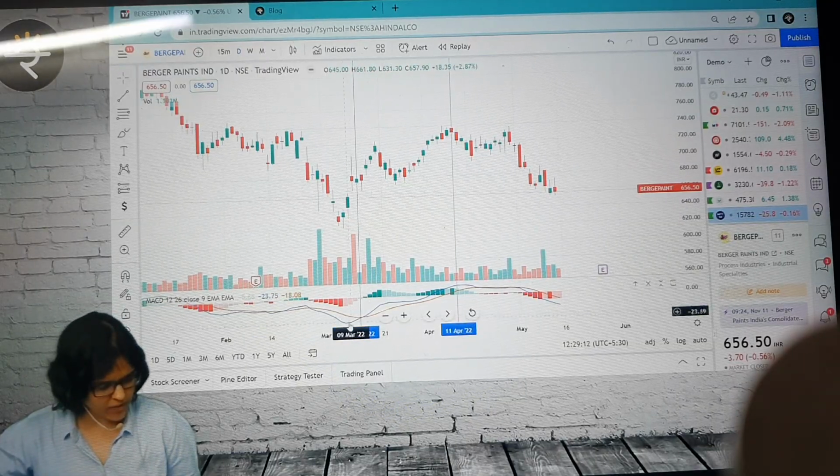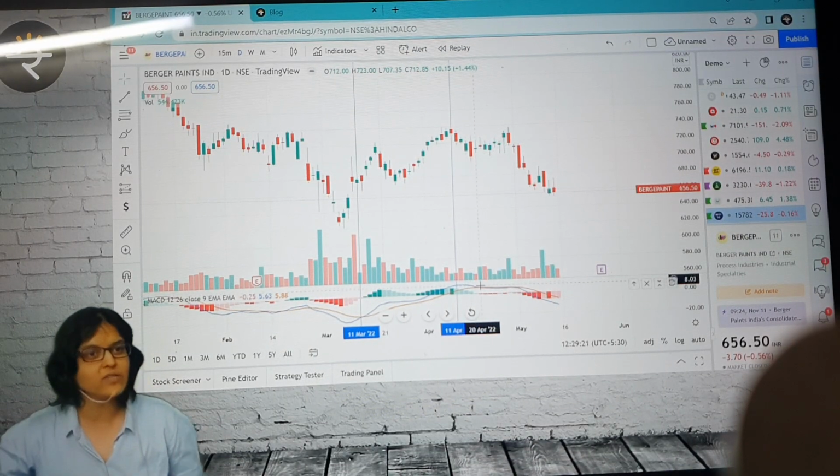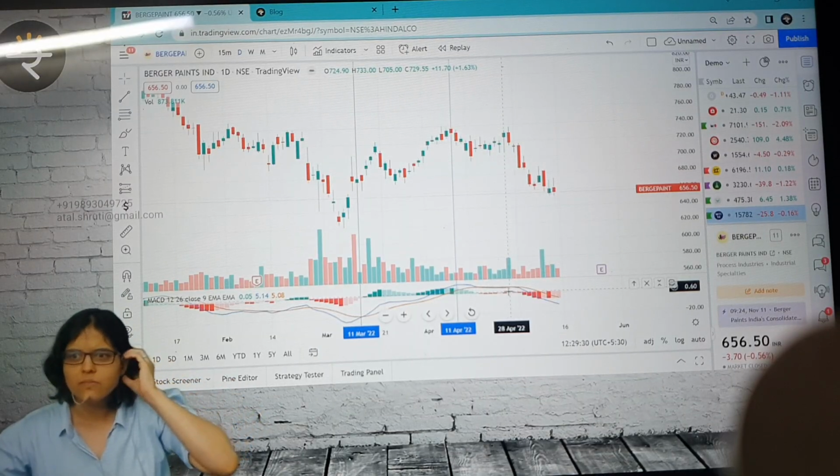Correct? And this is the same point where we have seen a bullish crossover and it has sustained. And here you can see that the strength started to decrease. And here it has converged again with the orange line, the signal line. So that is where I might even quit my position.